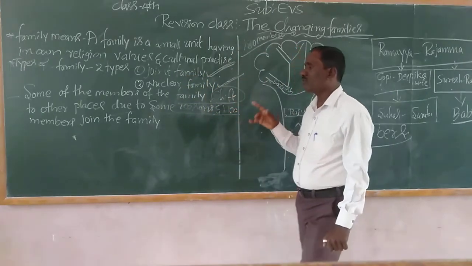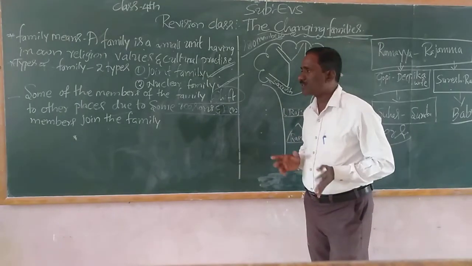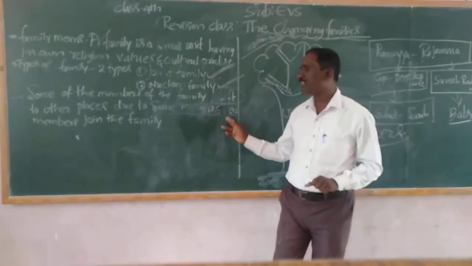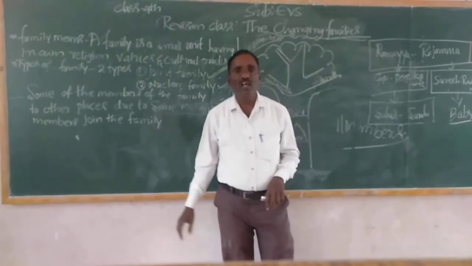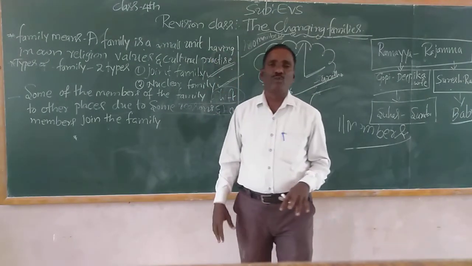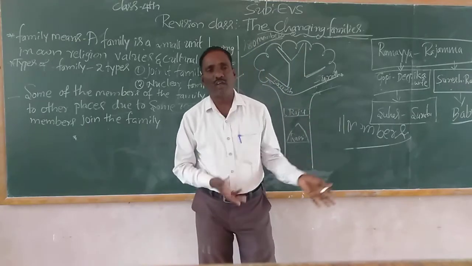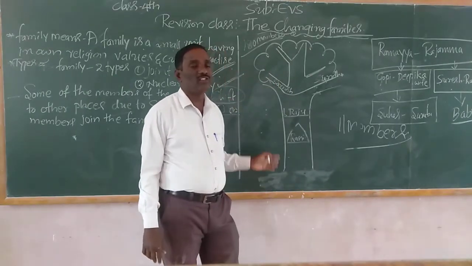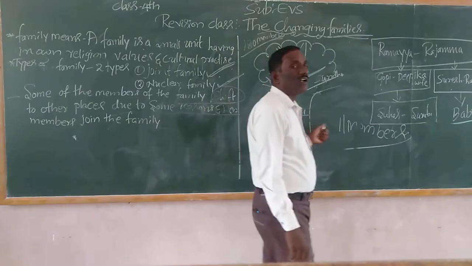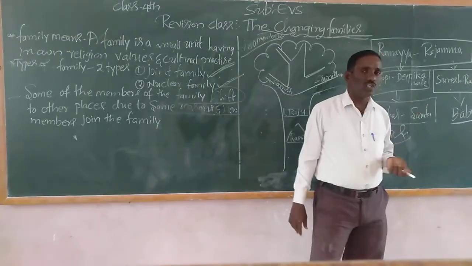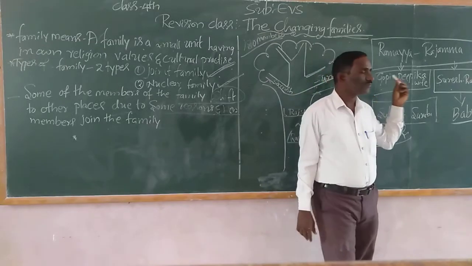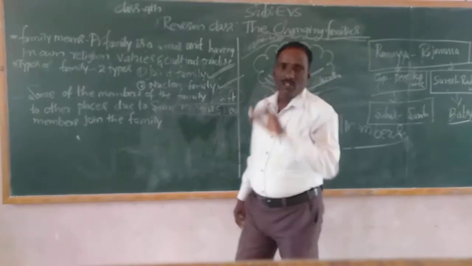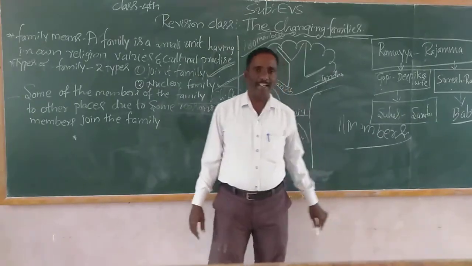Sometimes the members of the family shift to other places due to some reasons and new members join the family. New members are born and married into the family. Totally, Ramayya and Rajamma have a big family. It is a joint family. Ramayya and Rajamma have 5 children. They are Gopi, Suresha, Ramesh, Dilip and Deepika. Gopi and Suresha are married persons.